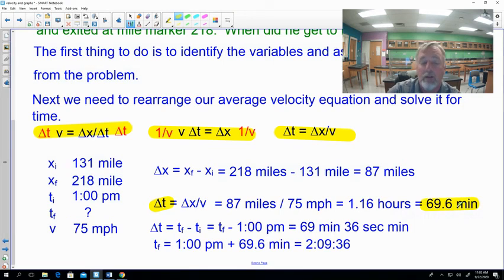Now that we know our delta T, we can use our definition for delta T, TF minus TI. We want to get that TF by itself, so we plug in our values. There's our TI, which we got from right up above. Now we add 1 p.m. to both sides. T final plus 1 p.m. minus 1 p.m., they cancel out. We've got 1 p.m. plus the 69 minutes and 36 seconds. We just converted this at the end to a time, 2:09:36 p.m.